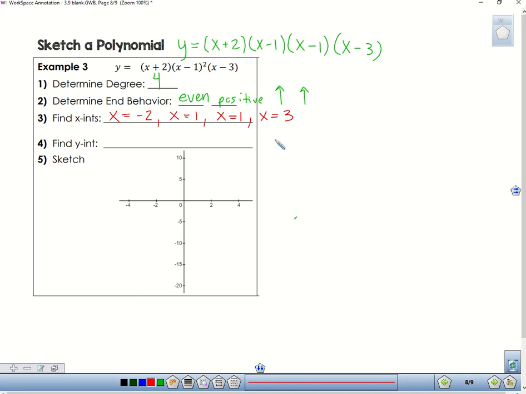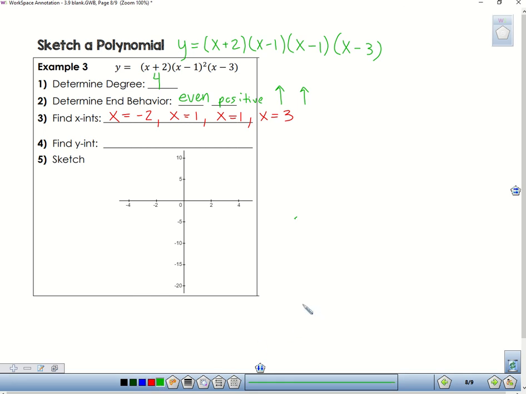Anybody know why I wrote the 1 twice? Does it affect the graph? Yeah, it affects the multiplicity of the graph, meaning at that point, the graph is not going to go through that point, it's going to bounce. Very good.